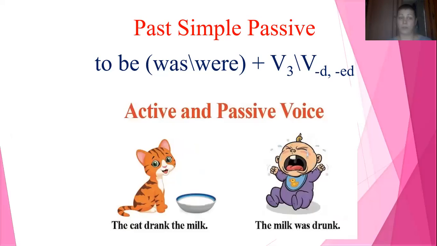Let's study the examples. The cat drank the milk. We know who or what did the action. The cat drank the milk. In the second example, the milk was drunk. We have no milk left. It was drunk, but it is not important who the action was done by.